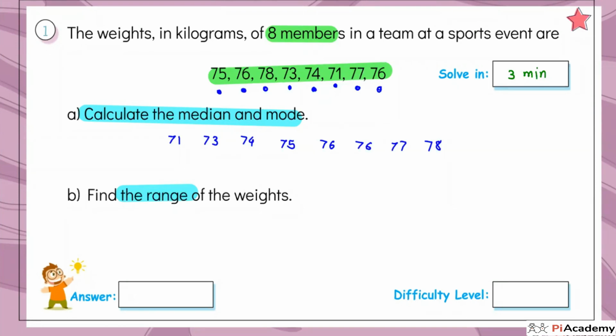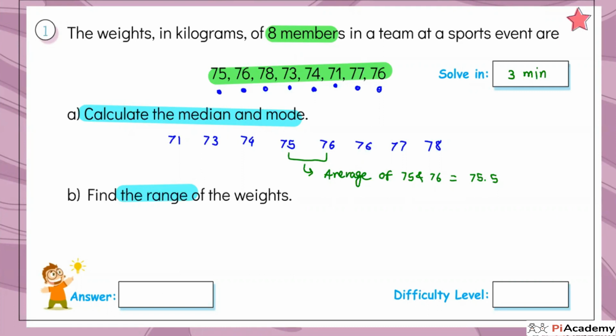So once we confirm that all the numbers are present here in increasing order, you can always choose the middle number, right? But the given numbers are 8 numbers, so we have 2 middle numbers, 75 and 76. Once you have the 2 middle numbers, you always have to take the average of these 2 numbers. So the average of 75 and 76 is the middle of this, that is 75.5. Is it clear, everyone? Show me thumbs up if it is clear to all of you. Yeah. Okay. Thank you, everyone. So this is all about median.